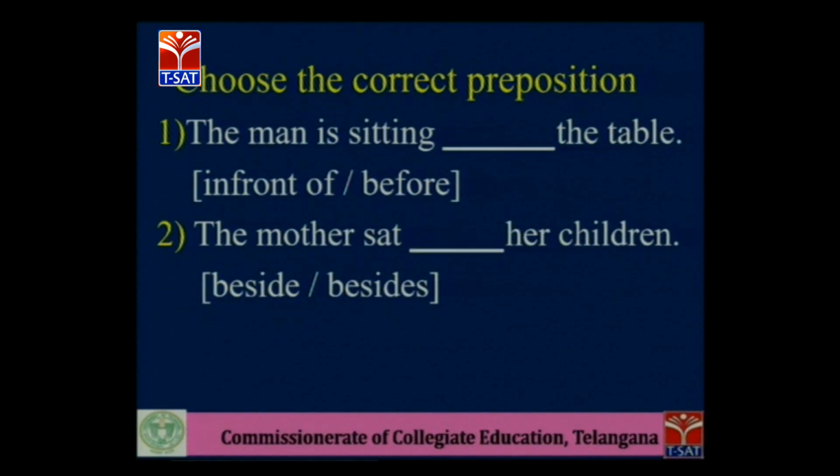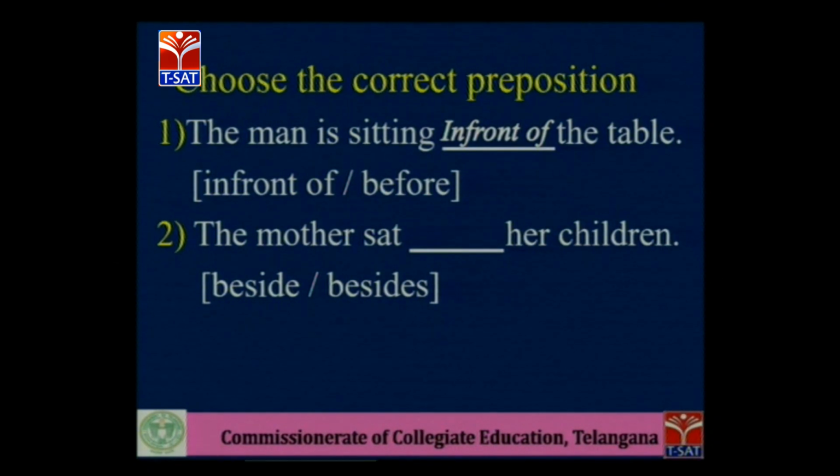Choose the correct prepositions. So there are two sentences given here, and we have to choose the correct preposition from the given options. So now let's solve the first one. The man is sitting dash the table, and the two options given here are in front of and before. Can you guess the correct one? So the correct option would be in front of. The man is sitting in front of the table.